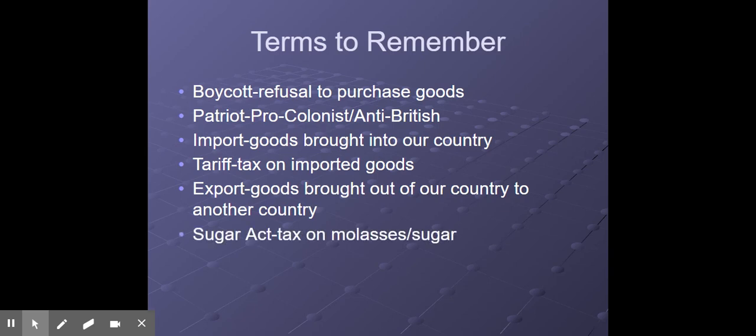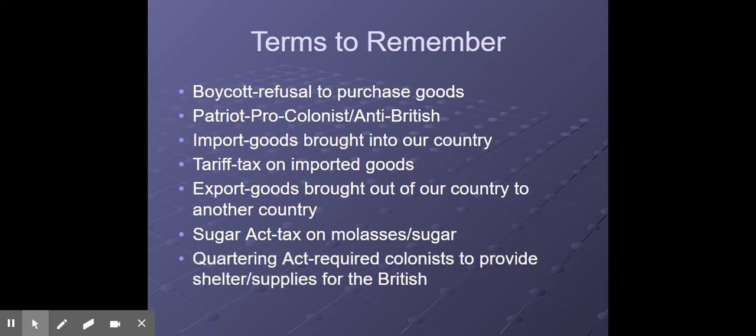The Sugar Act, remember, was that tax on molasses and sugar. It actually decreased the tax on molasses. The tax on molasses is still there, it just decreases that tax, but it does increase the tax on sugar and other foreign imports like wine.